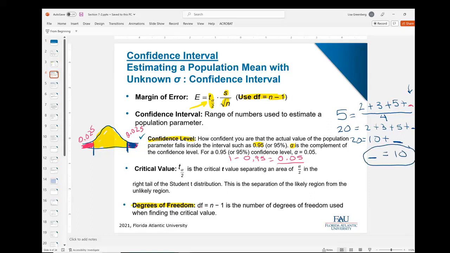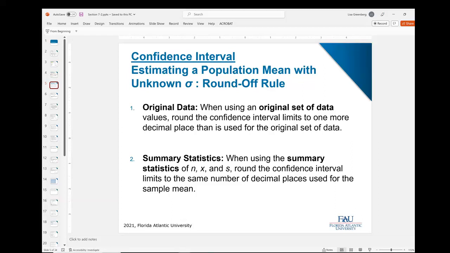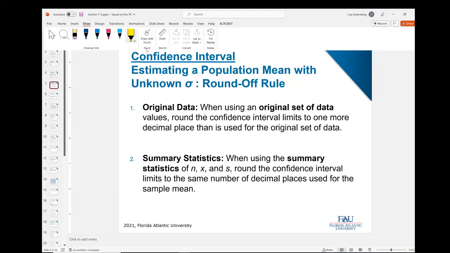So I couldn't state my mean if I didn't have a degree of freedom, because it would automatically be given to me. If I knew every number, all I could do is calculate the mean. So hopefully that makes sense. Okay, so estimating a population mean with an unknown sigma.